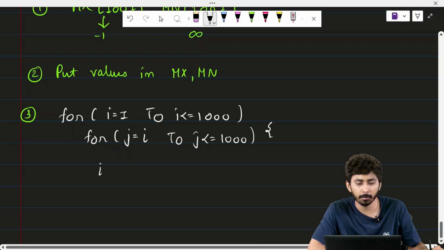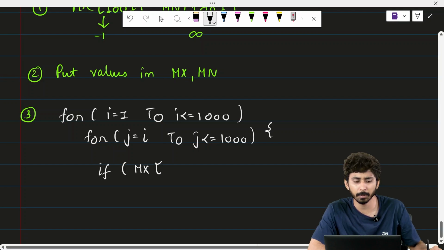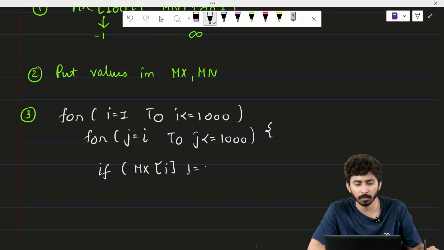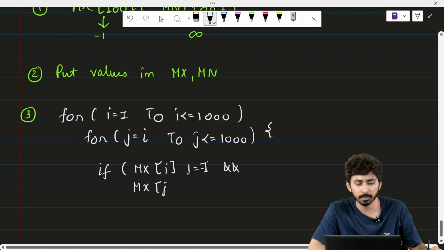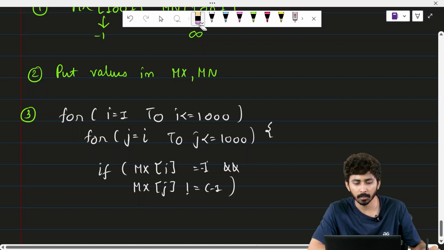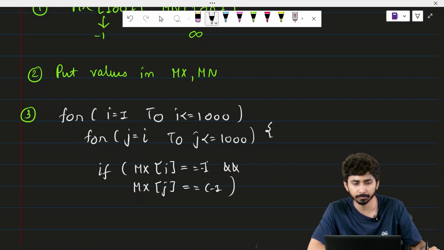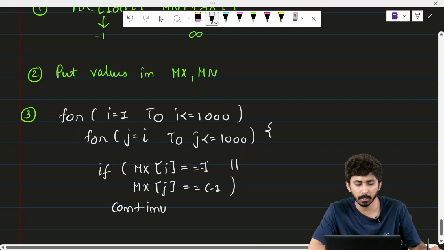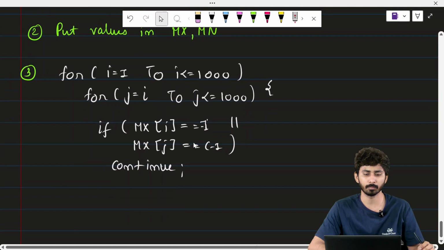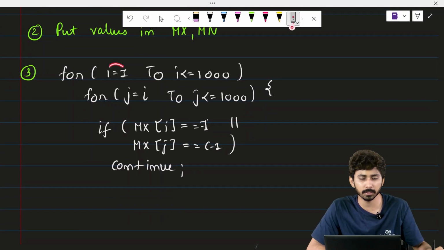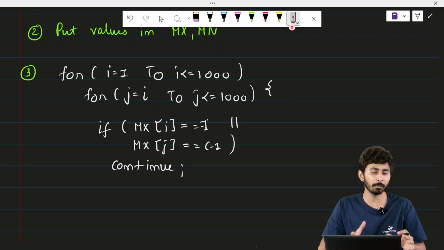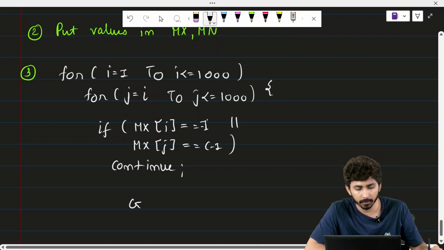Now I will be checking if the element exists. So that means the maximum will not be -1, right? If maximum of i is equal to -1, or maximum of j is equal to -1, because if the element does not exist, then the value is going to be -1, and I'll use OR over here. In this scenario, what you should do? You should continue, because the element does not exist, so you don't need to find its GCD. But whenever you get two elements that are present, you need to verify whether they are co-prime or not.